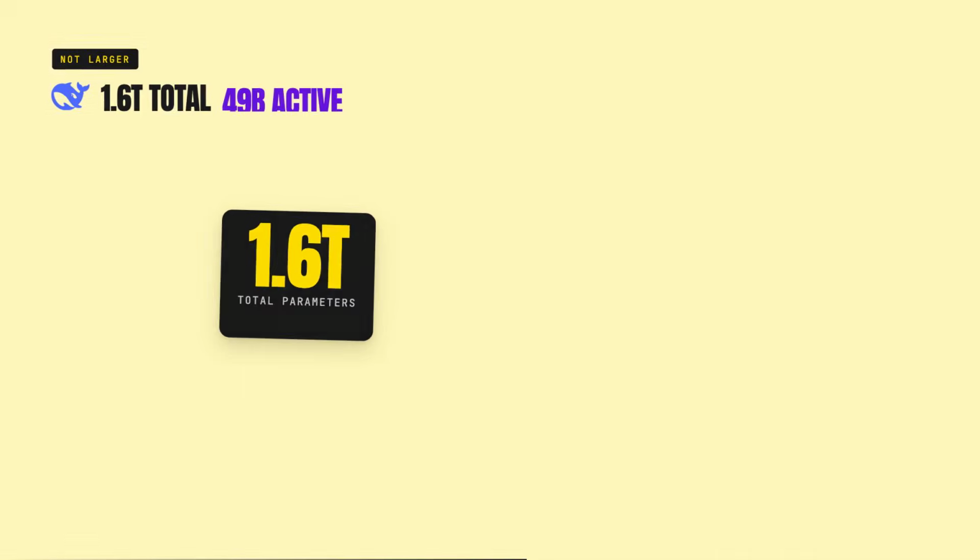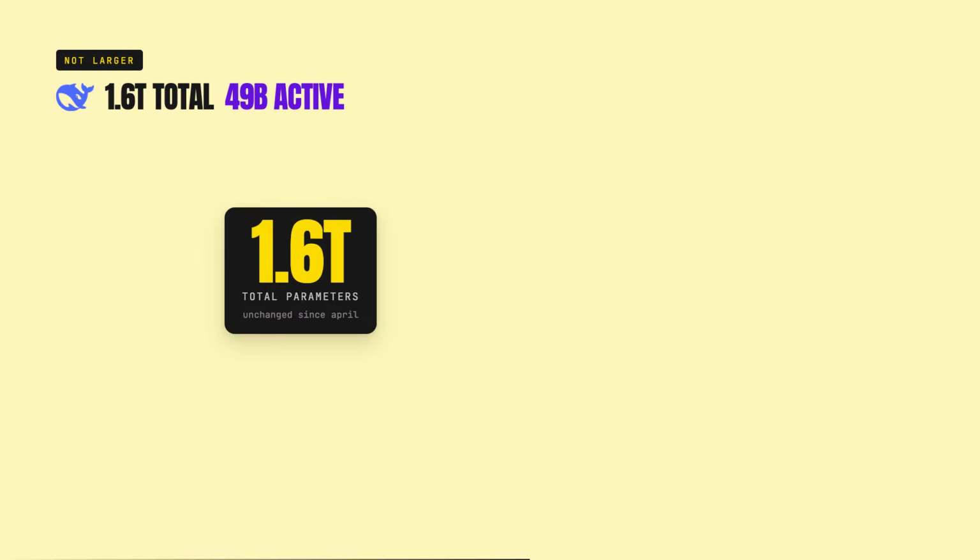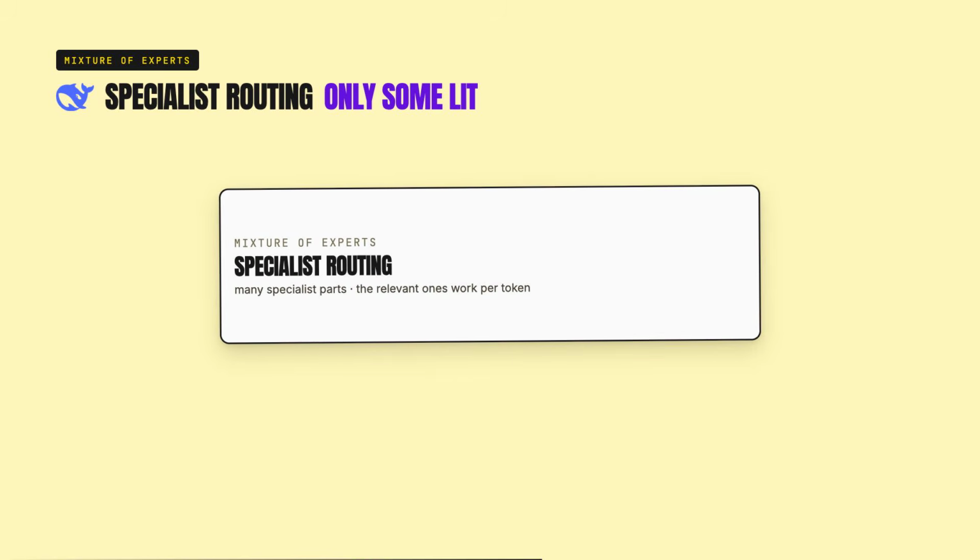DeepSeek has not published a full training report yet, so we do not know the complete recipe. What we do know is that the model has not become larger. V4 Pro still has 1.6 trillion total parameters, with 49 billion active for each token. It uses a mixture of experts design. In simple terms, the model contains many specialist parts, but only the most relevant ones work on each token.